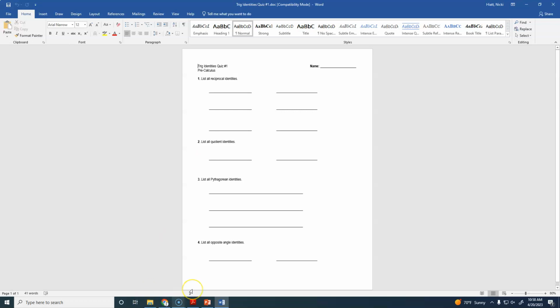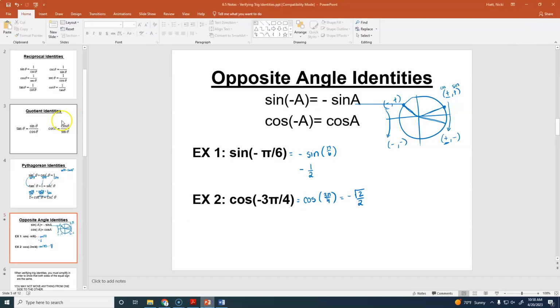So Tuesday we will take that. It counts as a full quiz grade, not a test. So don't mess that up. This should be easy points for you, so make sure you're ready for that.